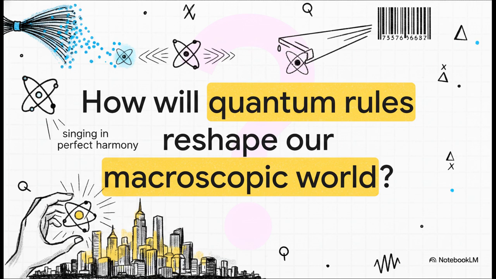Which really leaves us with a provocative thought. If we achieved all of this just by learning how to coordinate photons, how will our expanding ability to harness the microscopic behavior of a single atom continue to reshape our macroscopic world in the future? What other secrets of the quantum realm are just waiting for us to unlock?